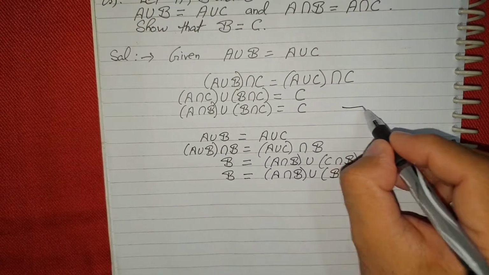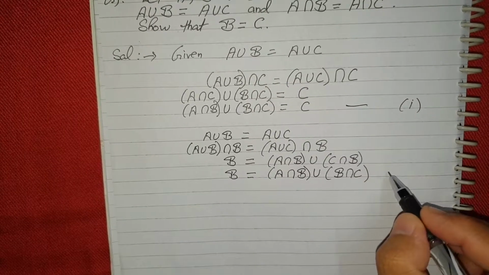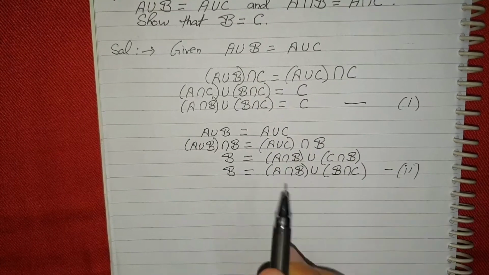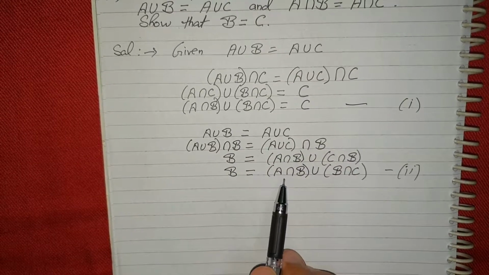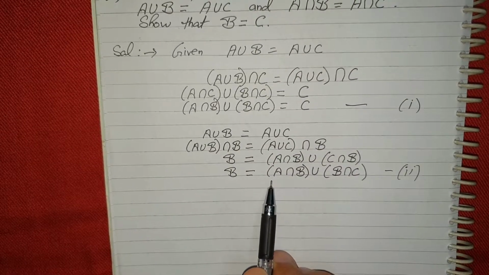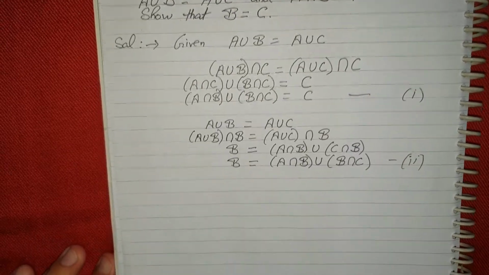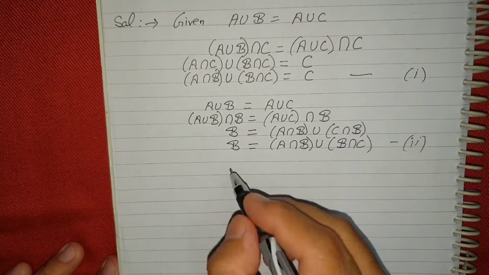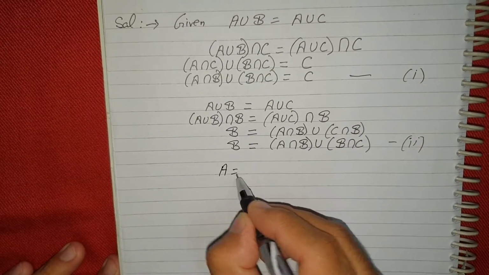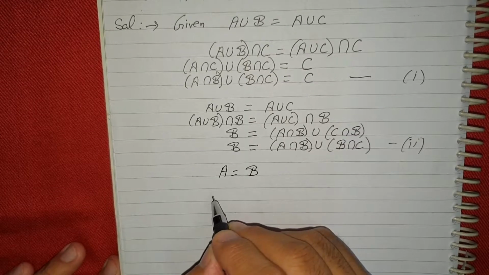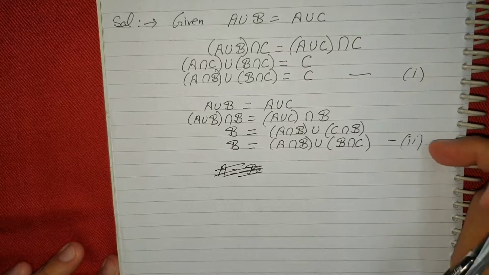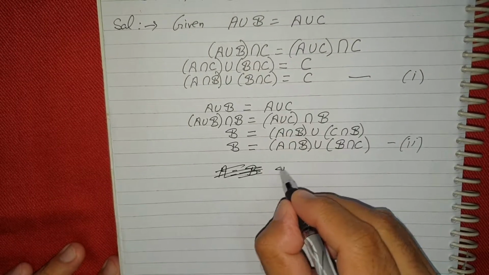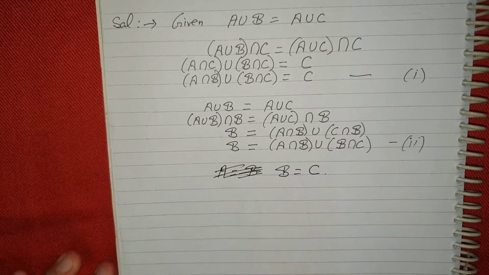So if you take this as equation 1 and this as equation 2, as you can see, C is what? (A intersection B) union (B intersection C), and B is the same, basically the same: (A intersection B) union (B intersection C). So from equation 1 and 2, B equals C.